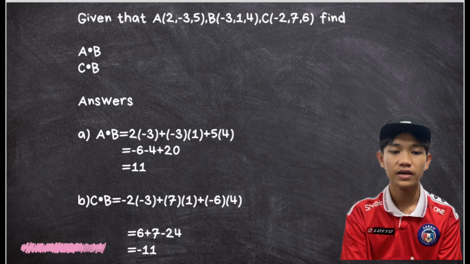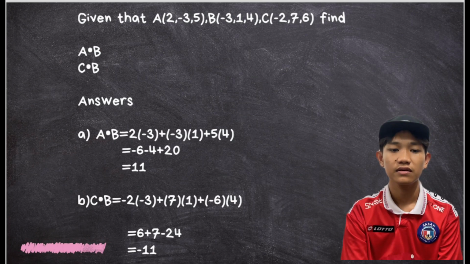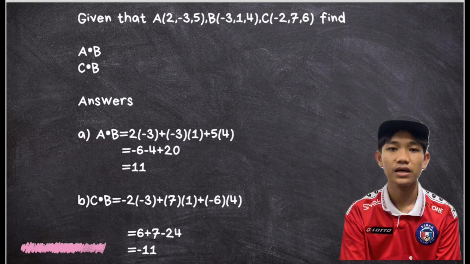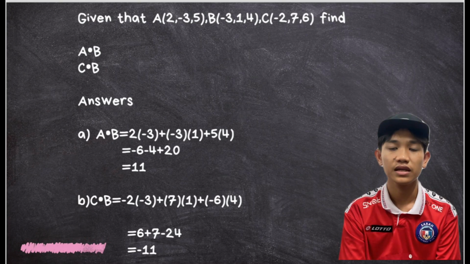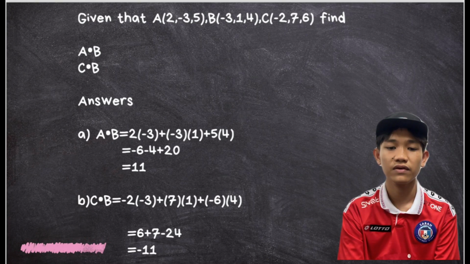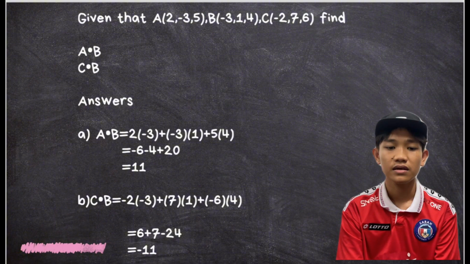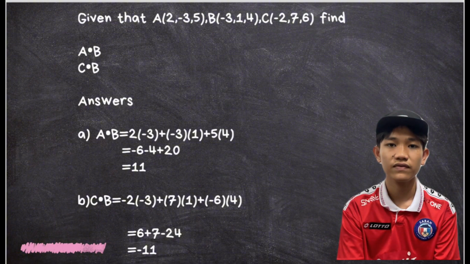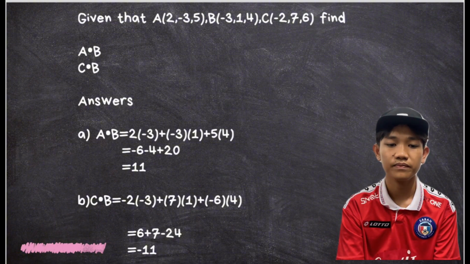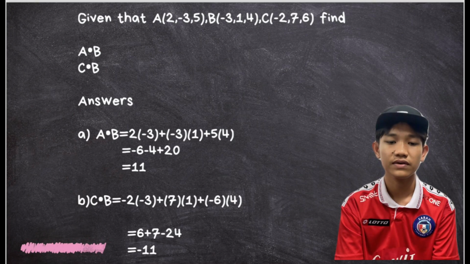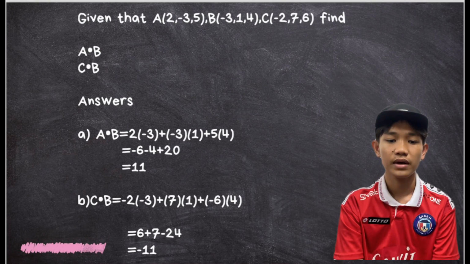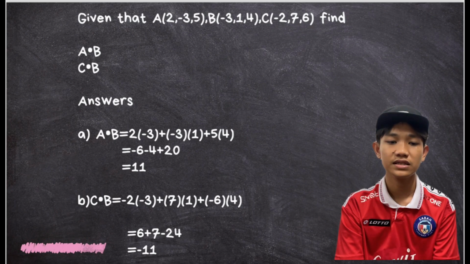For question B, the answer is C dot B equal -2 multiply -3 plus 7 multiply 1 plus 6 multiply -4. Then solve the multiply first and it becomes 6 plus 7 minus 24. The answer for question B is -11.